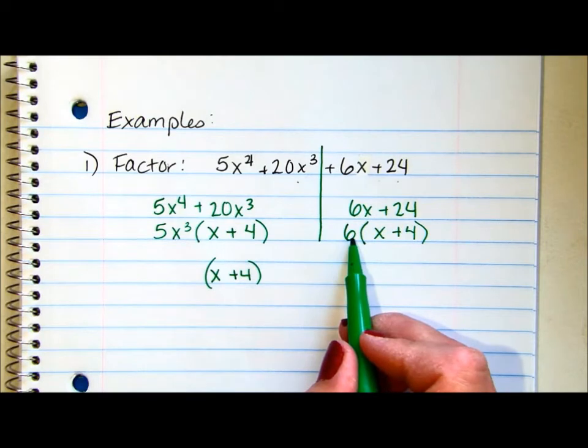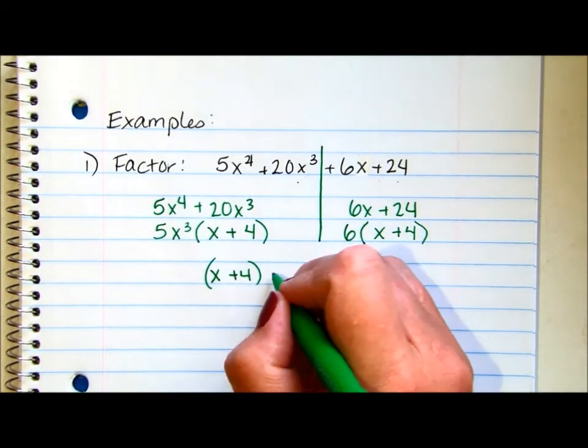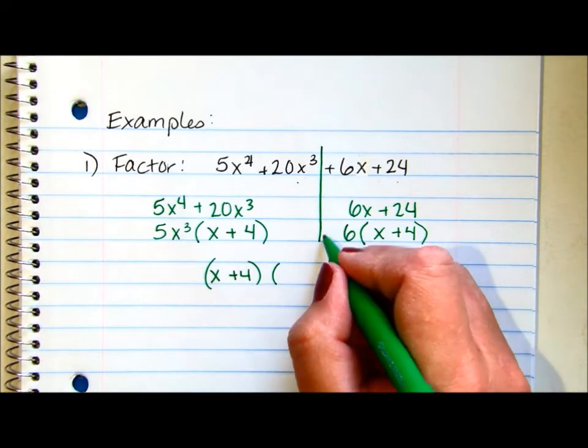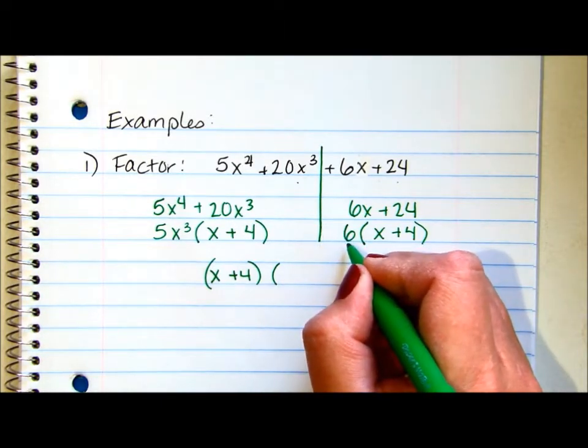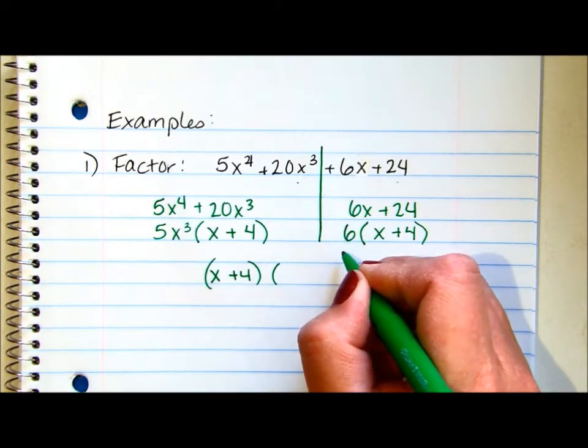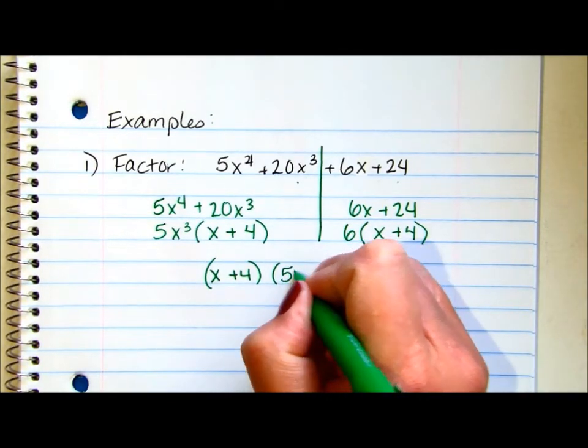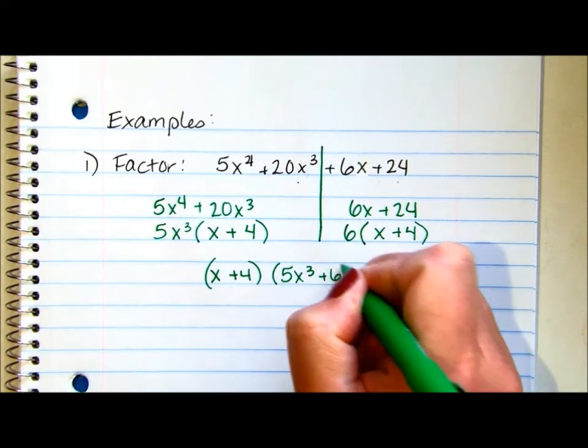Now the reason why I said positive 6 is because there's no sign in front of this indicating that it's negative. So our de facto sign is going to be addition. So the other group, it's going to be 5x to the third plus 6. This will be our final answer.